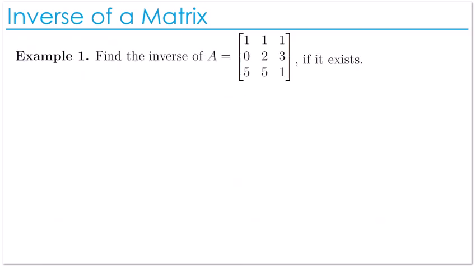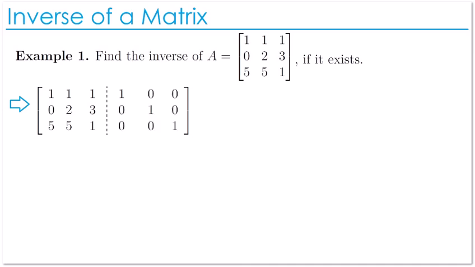Let us have this example. Find the inverse of A given this matrix if it exists. First, we write the matrix that looks like an augmented matrix. The left part is the matrix A, and the right part is identity matrix I sub 3, since A is size 3 by 3. Next, we perform elementary row operations to achieve the RREF of A on the left side.